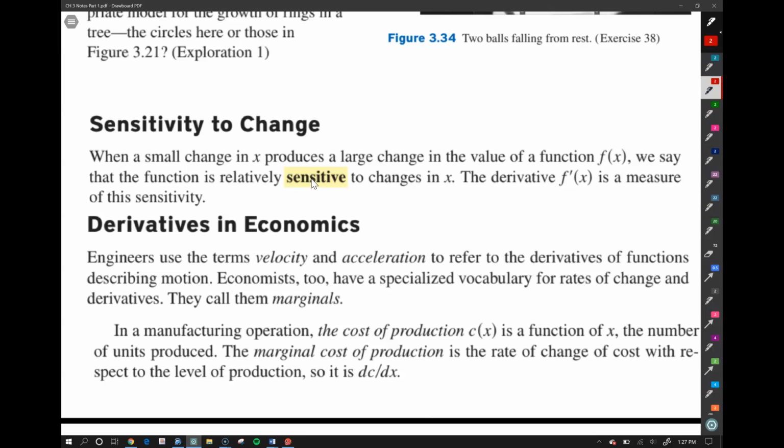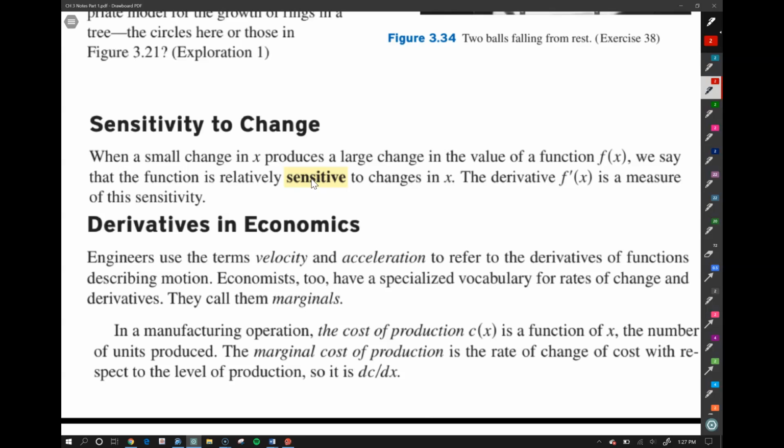When a small change in x produces a large change in a function value, we say it's relatively sensitive to changes of x. Because if you change it just by a little bit, if it varies and goes off, it's very sensitive. So this derivative tells you how sensitive your function is. The more it's changing, the higher the slope, the more sensitivity you have.